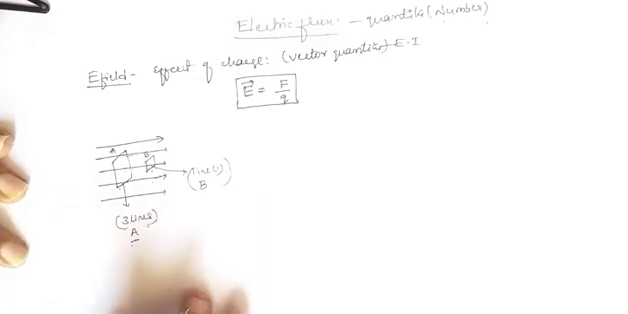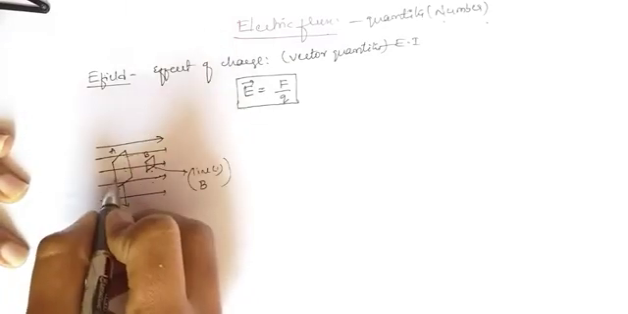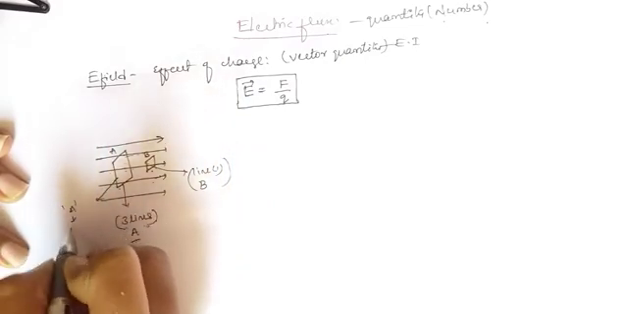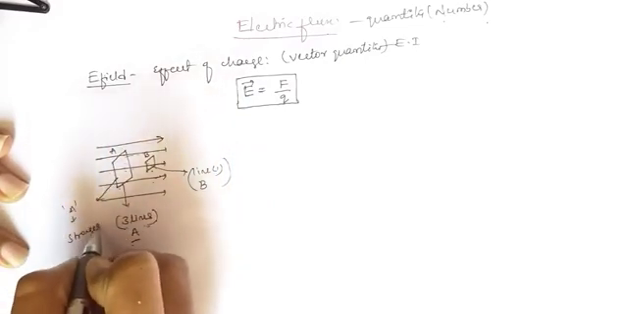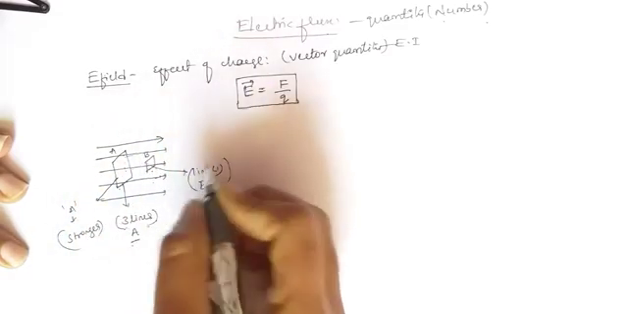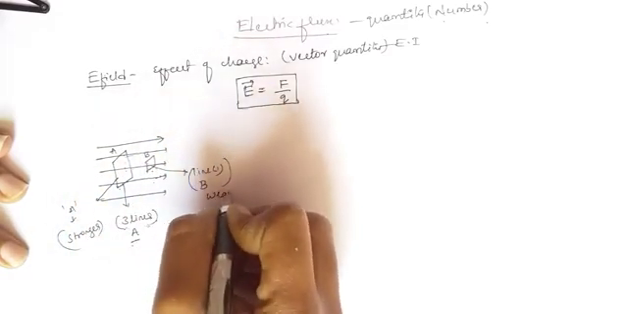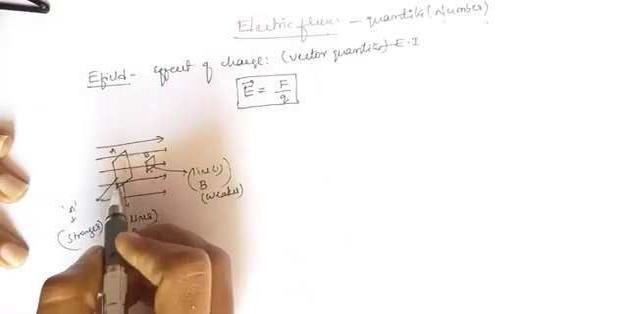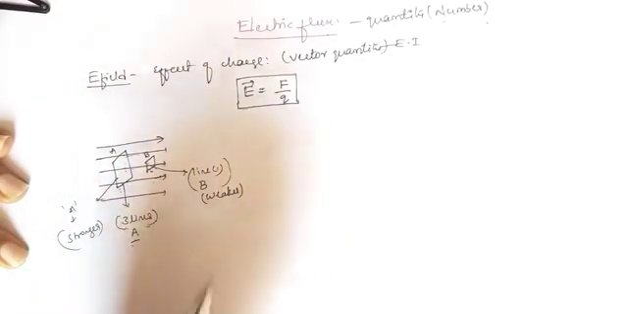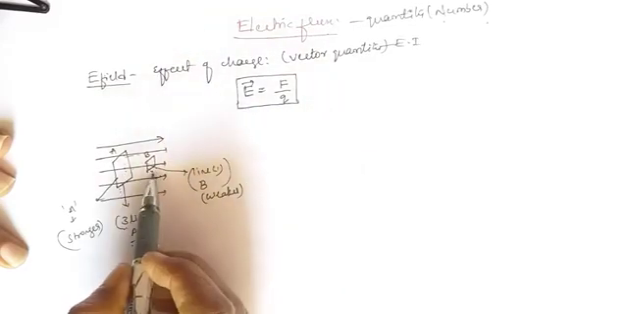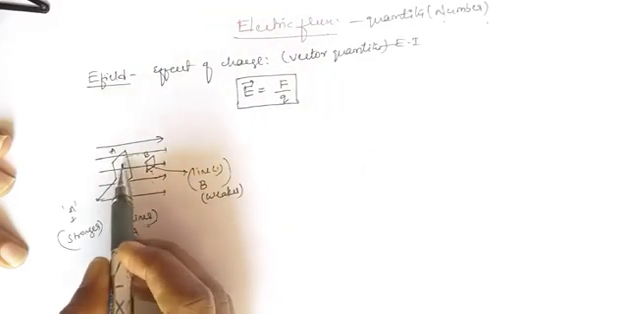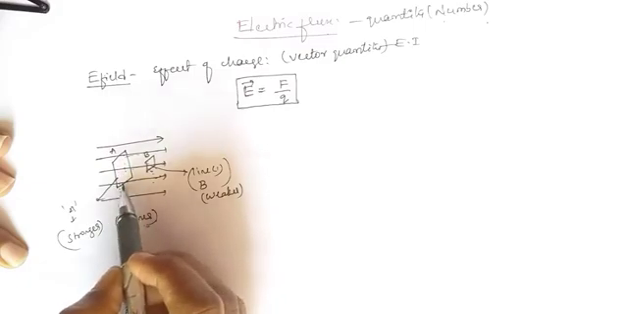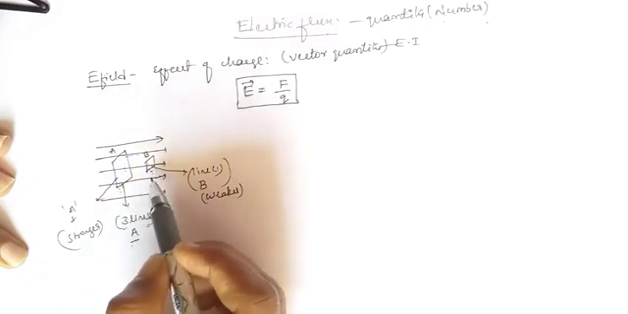In this case, the area A, the field is stronger. In the case B, the field is weaker because only one electric field line is passing through this area. Here 3 lines are passing through this area. So compared to the area B, the electric field is stronger in the case of the area A and weaker in the case of the area B.